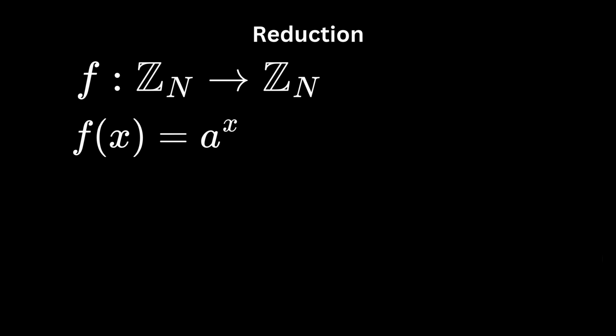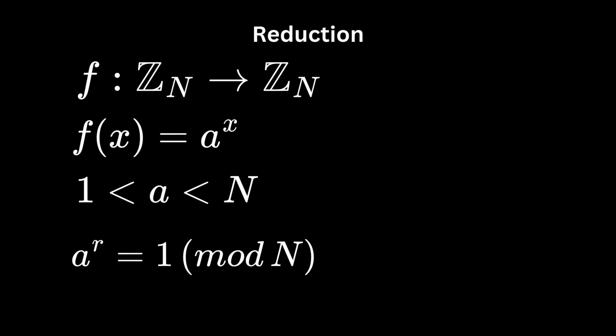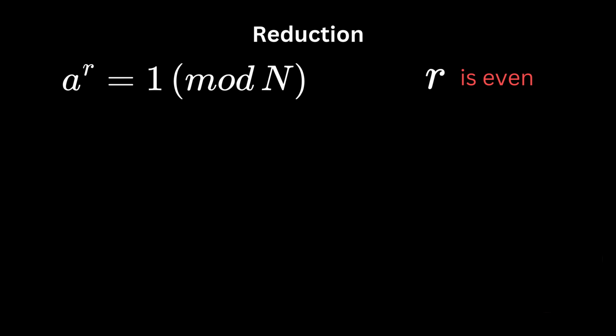Now we will demonstrate that if we can solve the problem of finding the period, we can also solve the problem of factorization. Consider a function f that maps x to a to the x in the set of integers modulo n, denoted as Zn, and using similar reasoning, we can see that the period r of this function must satisfy the property that a to the r equals 1 modulo n. First, let's consider the case where the period r is an even number.